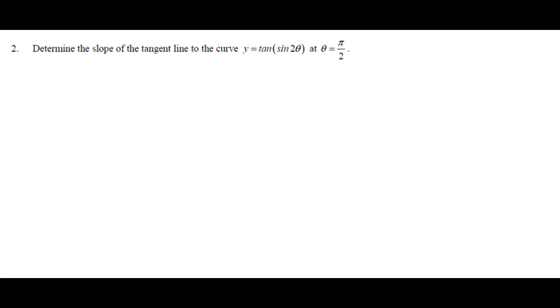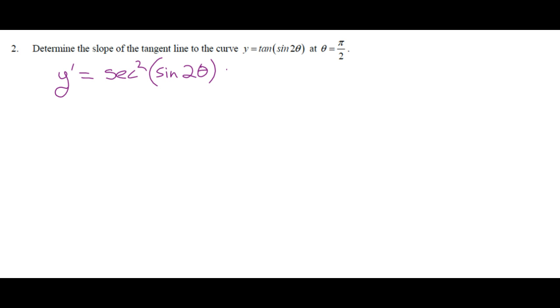Determine the slope of the tangent line to the curve y equals the tan of sine 2 theta at theta equals pi over 2. So what do we have to work out? Derivative. So we need y prime, right? And we're going to use the chain rule. All right, so it's the derivative of the outer, the derivative of tangent, which is secant squared, with respect to the inner function, which is the sine of 2 theta, times the derivative of the inner function.